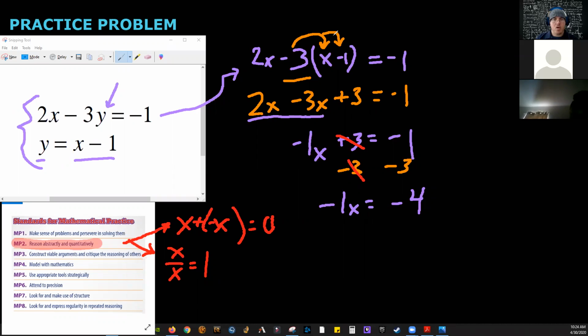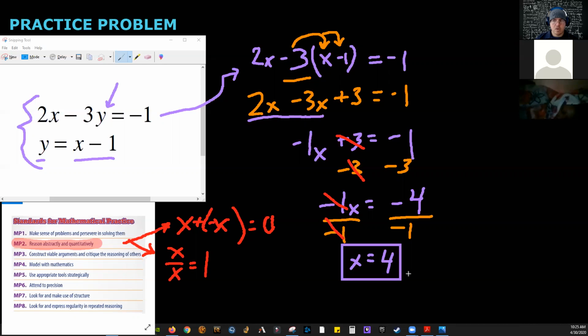And then our next abstract rule, we'll go ahead and divide both sides by -1. And like I just said, anything divided by itself is equal to 1. So what we'll end up with is 1x is equal to, now -4 divided by -1 is +4. Okay, so there it is.